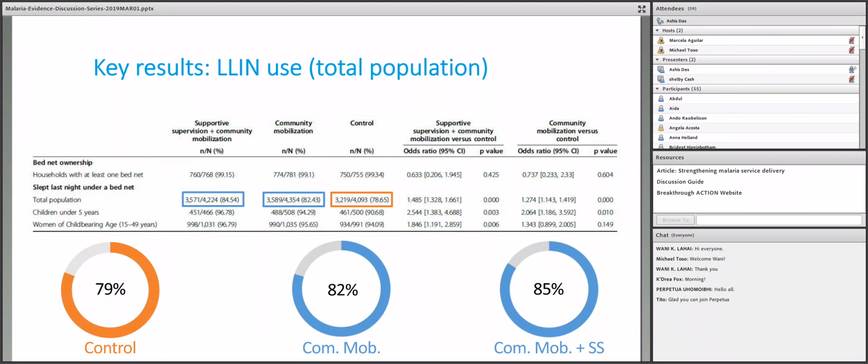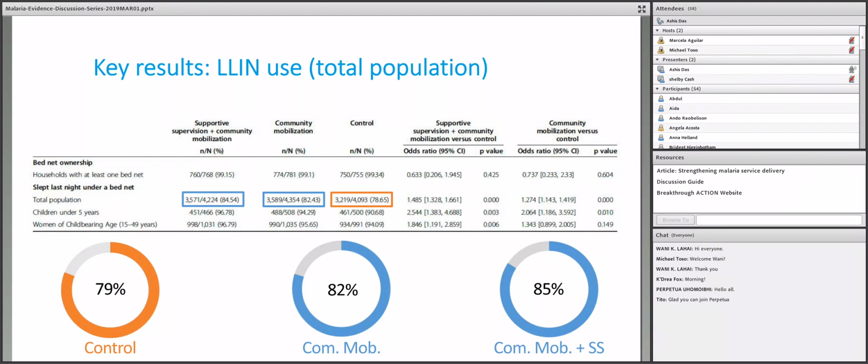So as you can see, the blue rectangles on the table represent the intervention arms. The orange one is for the control. When asked to the entire population if they slept last night under a bed net, in the control arm, the response was about 79%. The community mobilization arm had 82%, whereas the combined intervention had 85%.